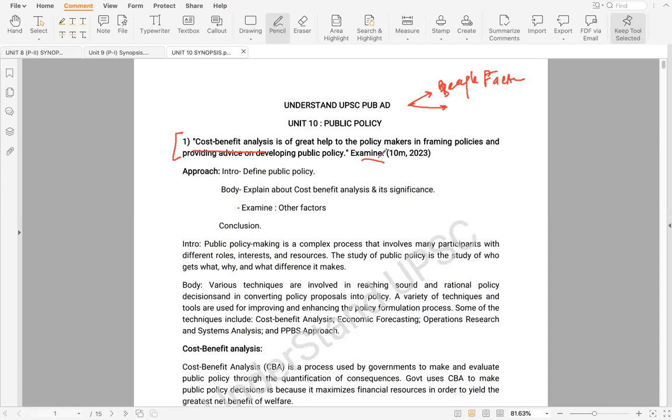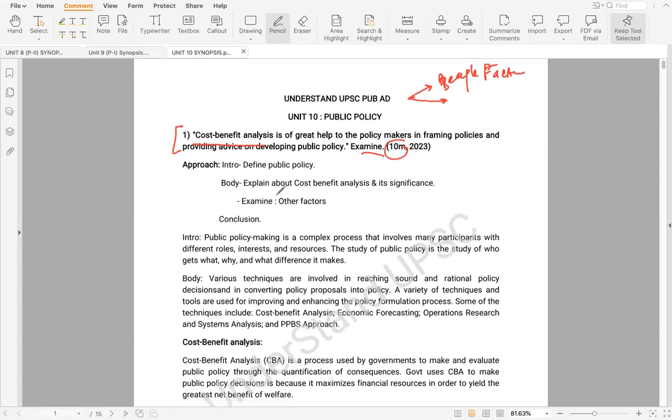So, for example, PPP, there are various modes of PPP. You have a BOT model, a transfer model, etc. So which one do you want to prefer? Give it via cost benefit analysis. But again, it's a 10 marker, so you have to be very specific.